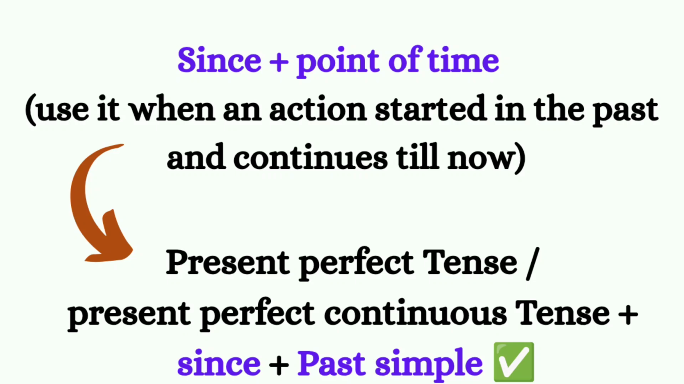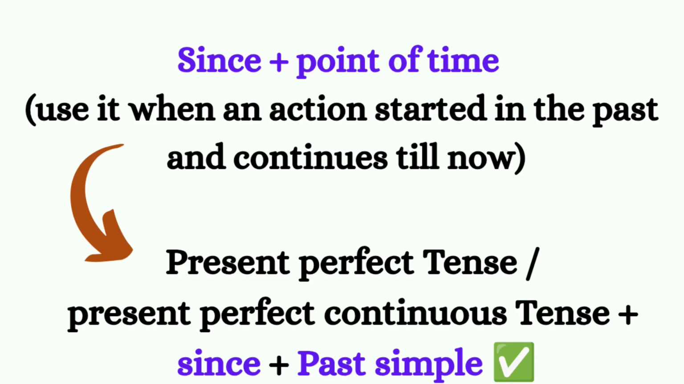Present perfect tense plus since plus point of time. Past simple plus since we cannot use, but since plus past simple we can use in present perfect and present perfect continuous tense. So remember this.